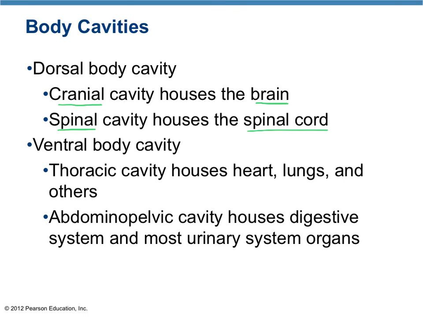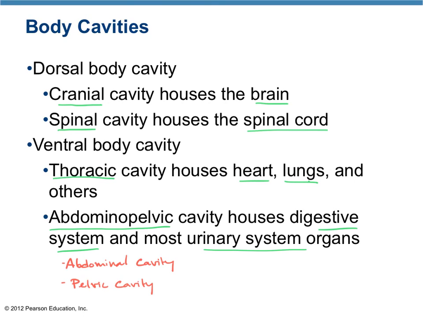And then ventral body cavities include the thoracic cavity. So that's the space inside of your rib cage, and it houses your heart and lungs and some other endocrine organs and things. And then you also have the abdominopelvic cavity, and that houses your digestive system, urinary system organs, and reproductive organs. The abdominopelvic cavity can be further divided into two cavities, and those two cavities are referred to as the abdominal cavity and the pelvic cavity.